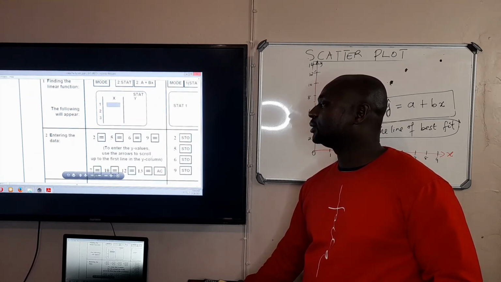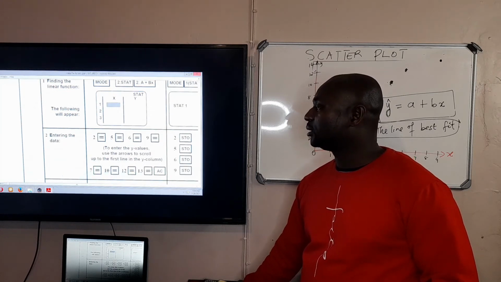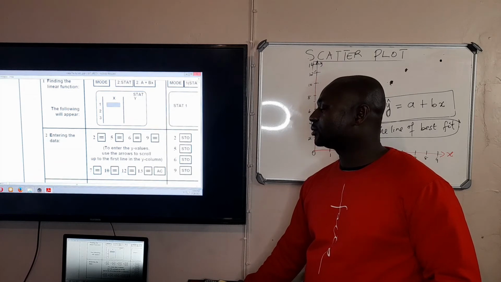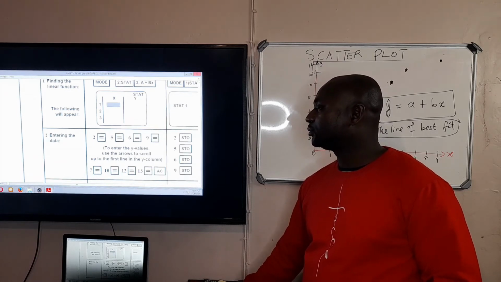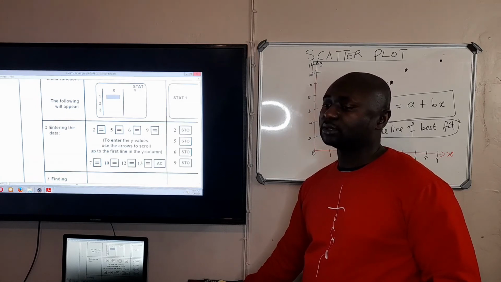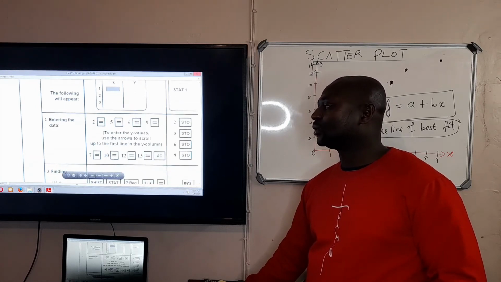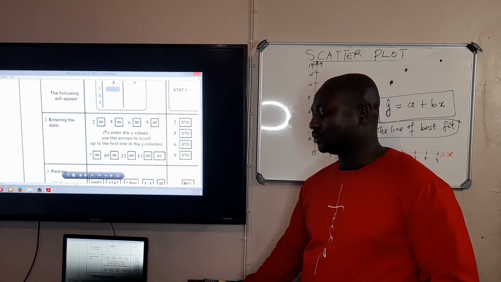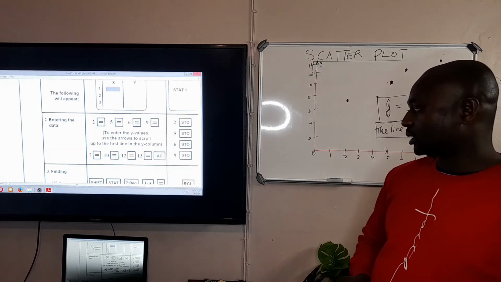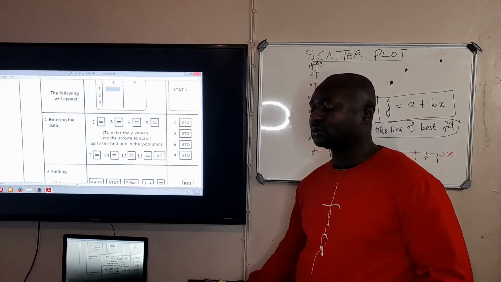When you are done, you just have to scroll again with the arrow and then go up to the first line in the y column, and then you start capturing y values as well. So your y values, you just say 7, then you press equals, 10 equals, and then you press 12, then equals, and then you press 13, then you press equals.